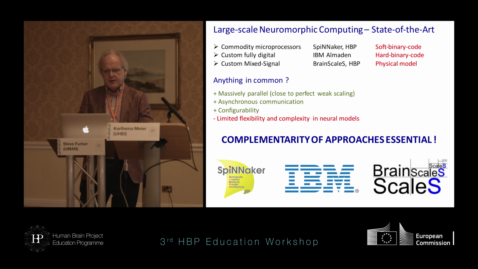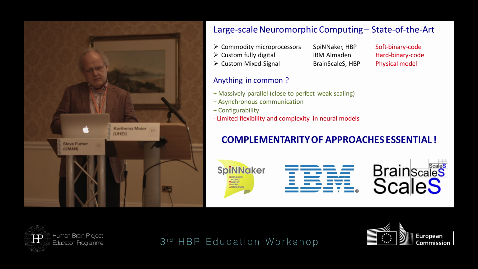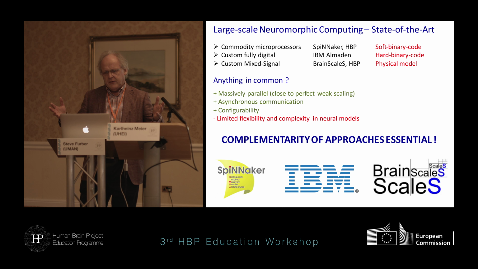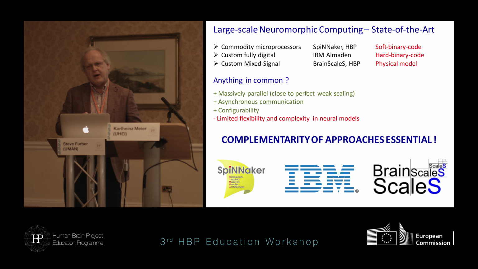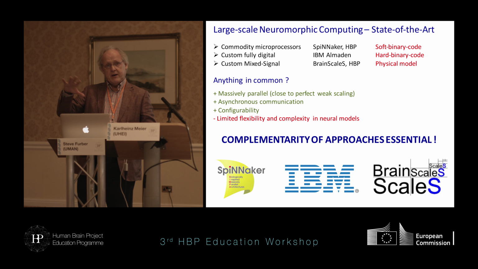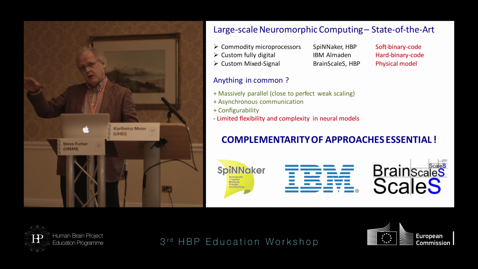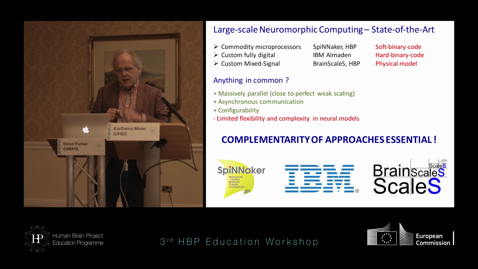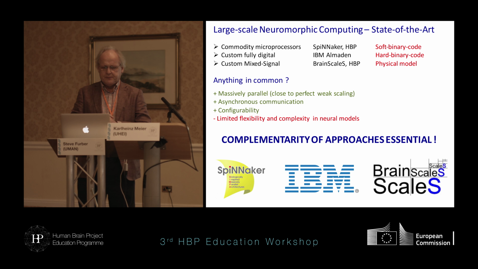Another thing they have in common is asynchronous communication. So if you look at the brain, what appears to be happening is neurons are mainly communicating with spikes. The spikes happen when they happen. They're not synchronized to a clock. There are, of course, rhythms in various parts of the brain which have some clock-like properties. But all these systems treat spikes as individual asynchronous events that get communicated. They happen when they happen.